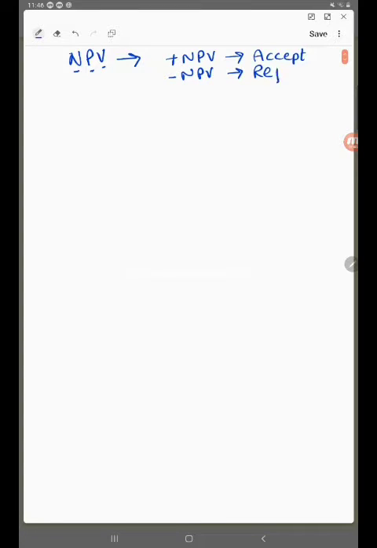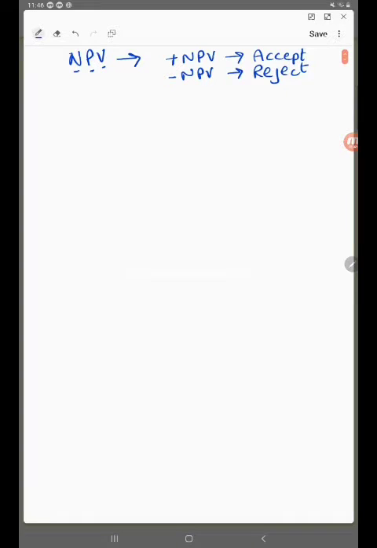Today's random learning topic is net present value. N for net, P for present, V for value. So net present value is a widely used decision-making criteria in finance. If there is a positive NPV, positive net present value, it means you can accept a project. If there is a negative net present value, it means you should reject the project.